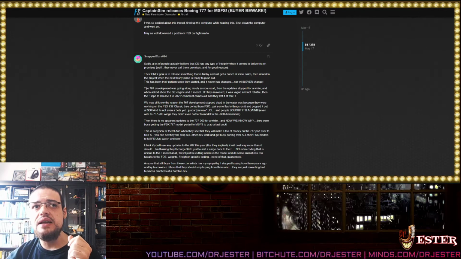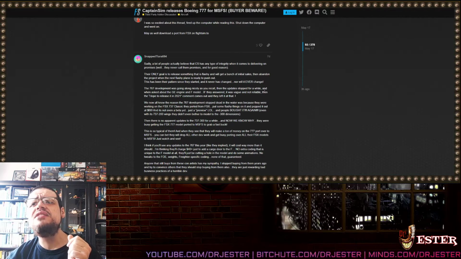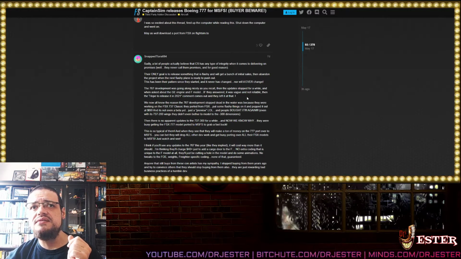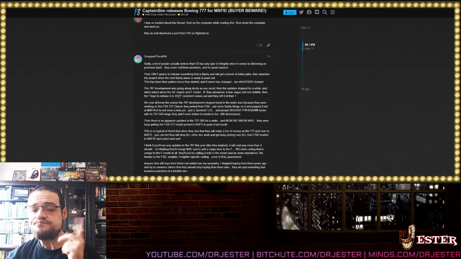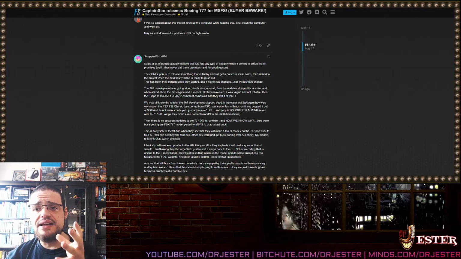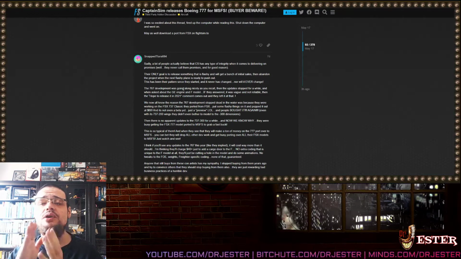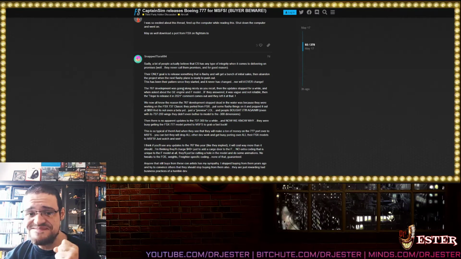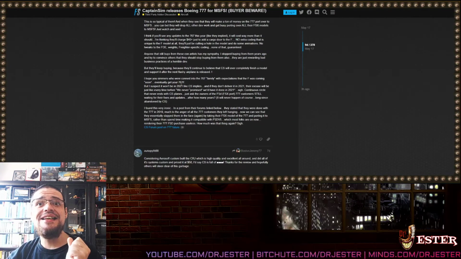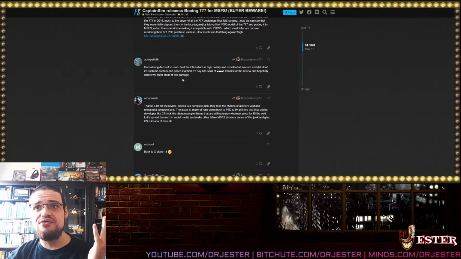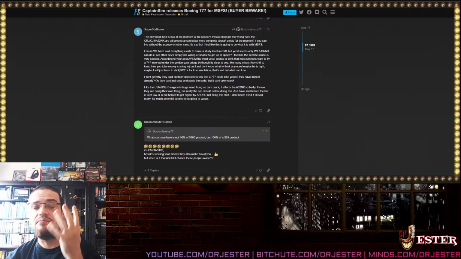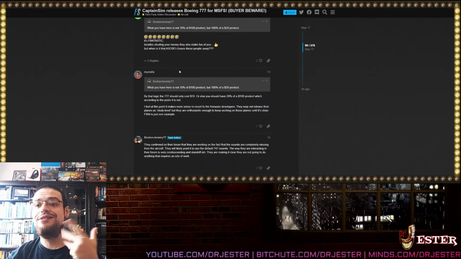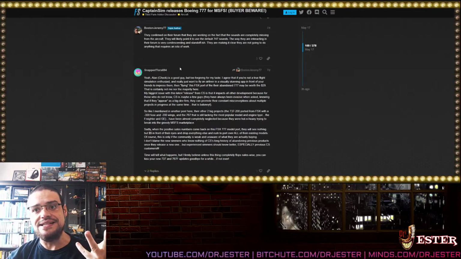Here's another thing. The 767 development was going along nicely, as I recall, then the updates stopped for a while, and when asked about the GE and F model, the answer was vague and not reliable. This is another thing they would do. They would actually show the separate models of the engines as well. In the end, you'll be paying, what, $120 for an expansion of your product, which would cost even more than the simulator itself.